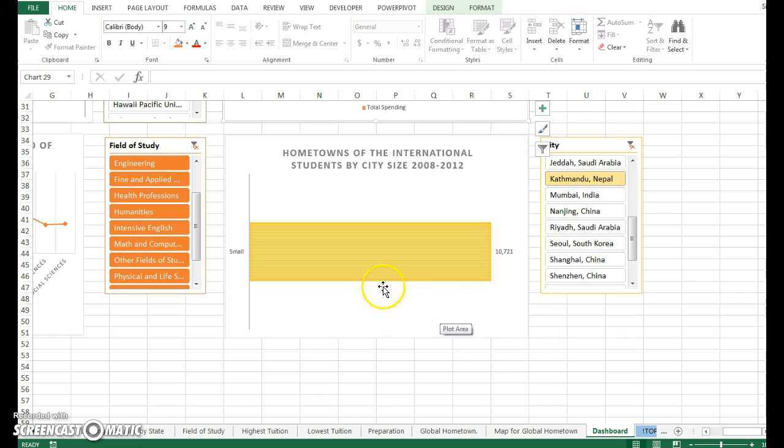19 of the top 20 cities of the international students were large or megacities. In 2010, the one exception is Kathmandu. So for this city, which despite a population of just 700,000 sent more than 10,700 students to the United States from 2008 to 2012, ranking it 7th overall.